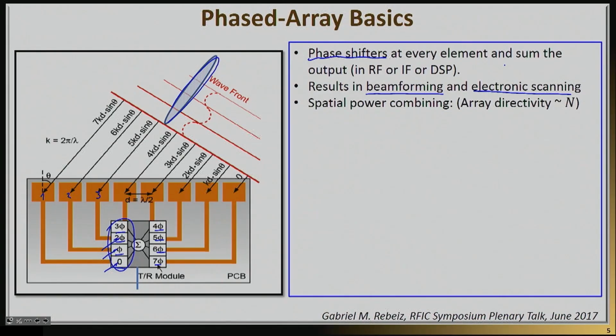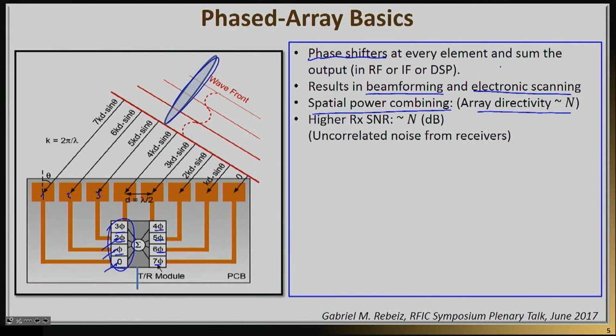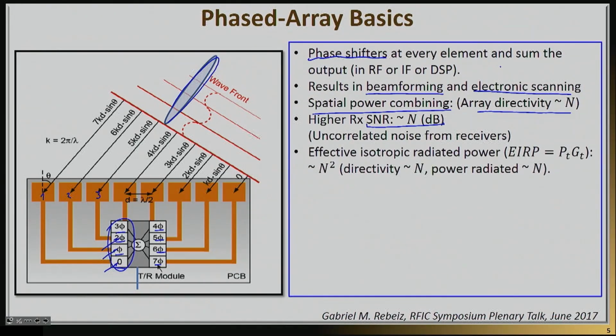Since you're doing spatial power combining, you get a directivity on the order of N, where N is the number of elements. If you're a receiver, since you're adding the signals coherently but the noise is not added coherently, because it's uncorrelated at least to a first approximation, you're improving your signal-to-noise ratio on the receiver side by N. Now that's on the receiver side.